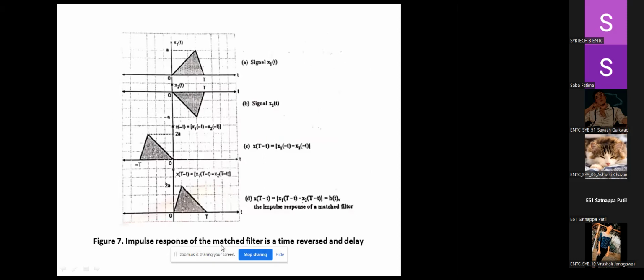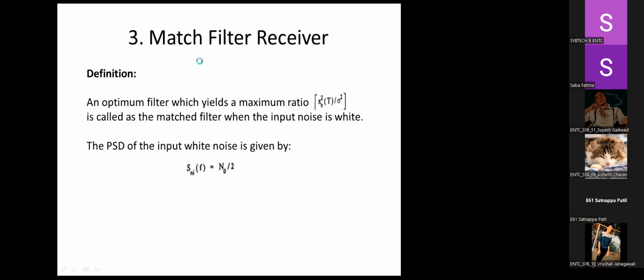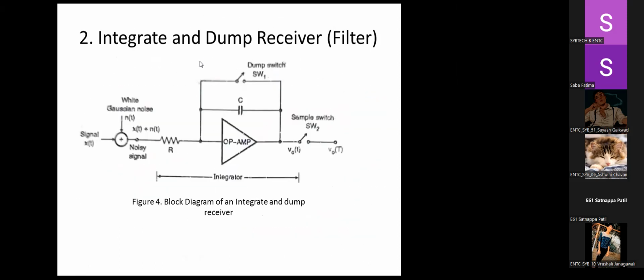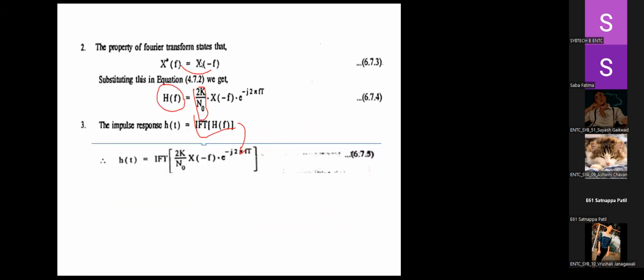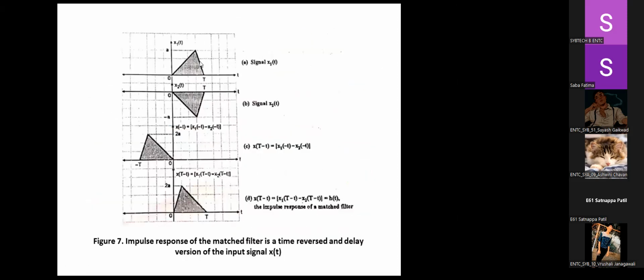Okay, so the impulse response of the matched filter, you can see, is a time reversed and delayed version of the input signal. So my x1(t) is what? Positive, right? Here I had taken it. Where is that? I had explained logic 0, right? Polar form.